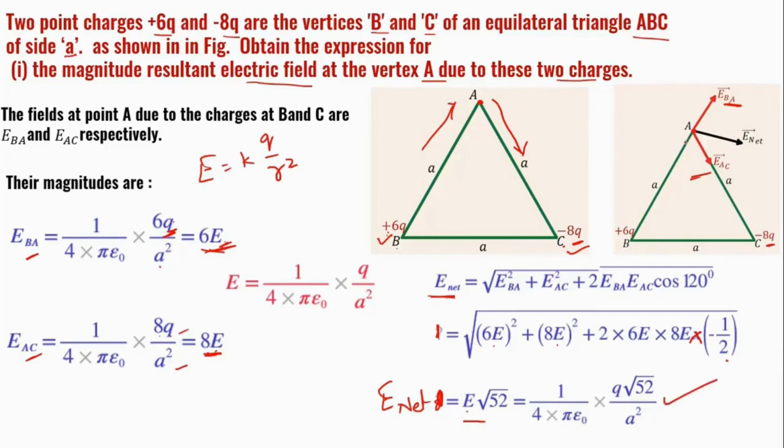So a certain key point that you have to keep in mind is that you have to add these two electric fields vectorially, because electric field is a vector quantity and the angle between them matters a lot. So we have to put the value.